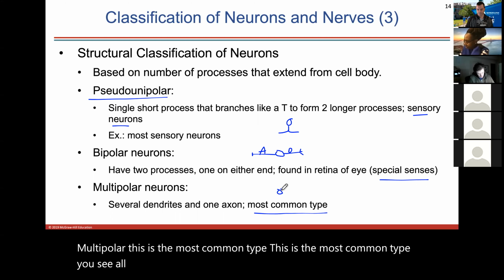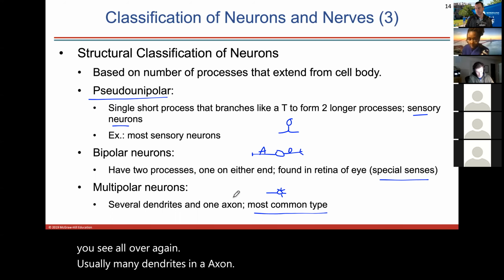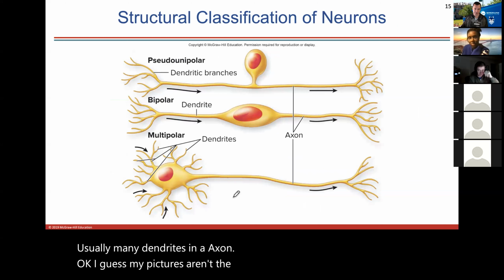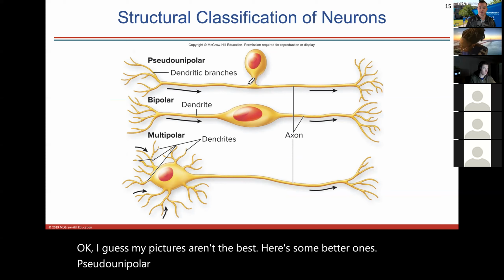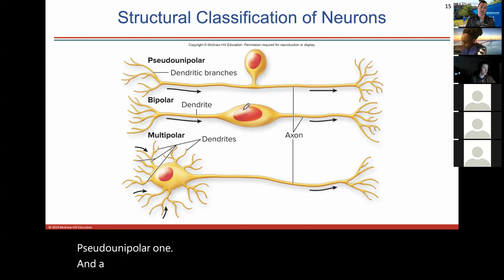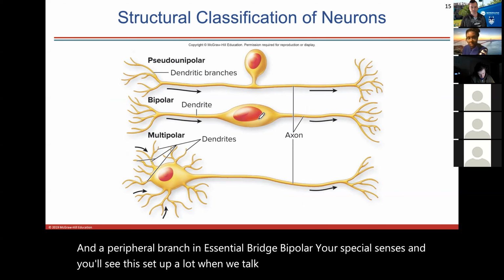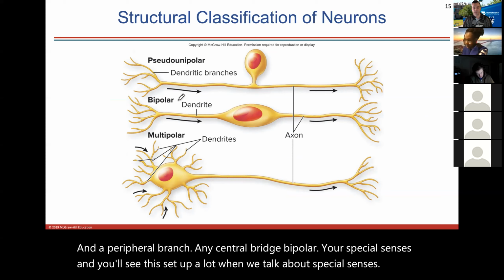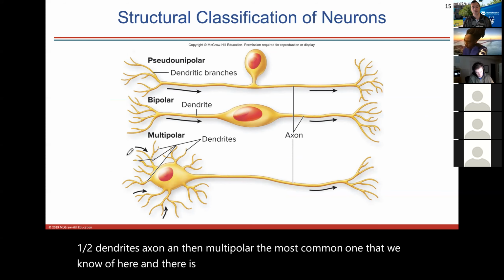Again, usually many dendrites and an axon. Okay, I guess my pictures aren't the best. Here's some better ones. Okay. Pseudo-unipolar, one process and a peripheral branch and a central branch. Bipolar, your special senses, and you'll see this set up a lot when we talk about special senses. 1, 2, dendrite, axon, and then multipolar, the most common one that we know of here. There's your axon and a multitude of dendrites.